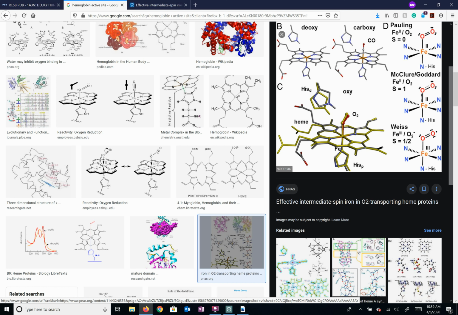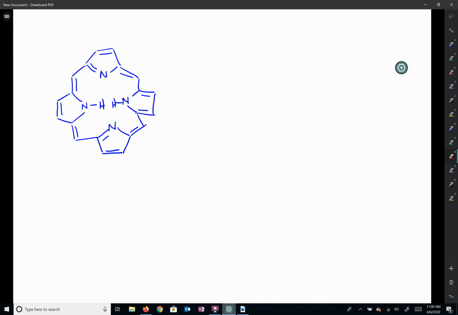A couple of things. On the other side of the porphyrin, on the other side of the iron, there is this histidine ring. And this histidine ring is attached to the overall protein structure, and that's going to be important. Also, on the other end, there's this dangling histidine ring here, and that's going to be another important feature. This dangling histidine ring.